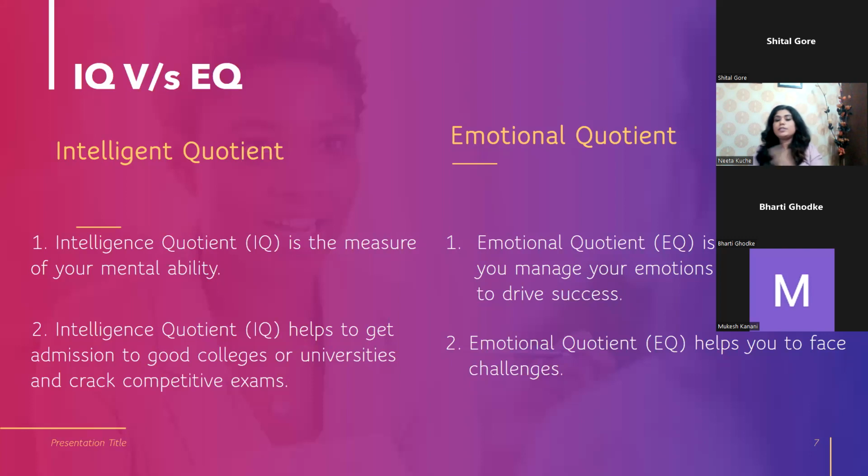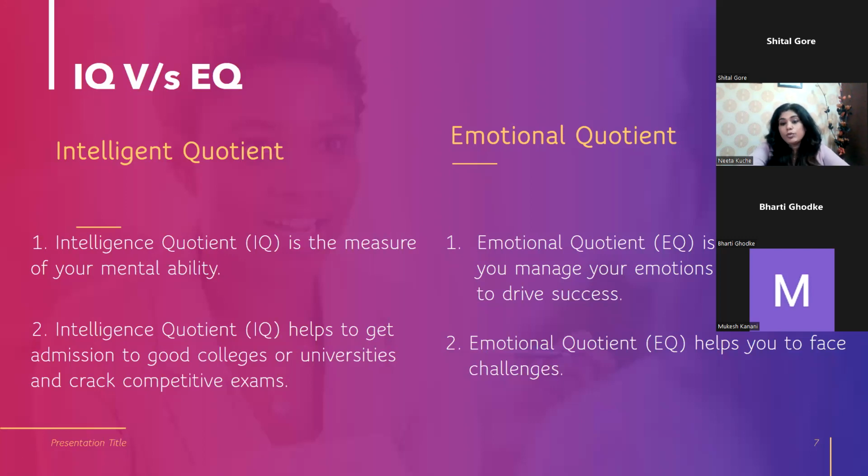Okay, so that was the first difference between IQ and EQ. Now let's move on to the second difference. Intelligent quotient helps you get admission to a good college, school or university, crack competitive exams, and also get a good job, all those kinds of things that you can achieve through your IQ.